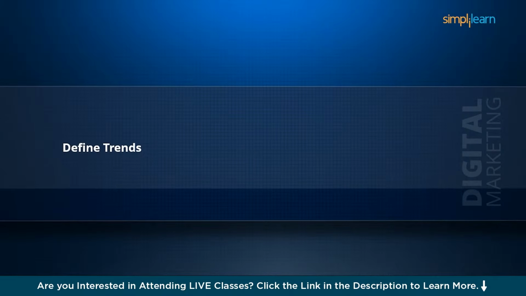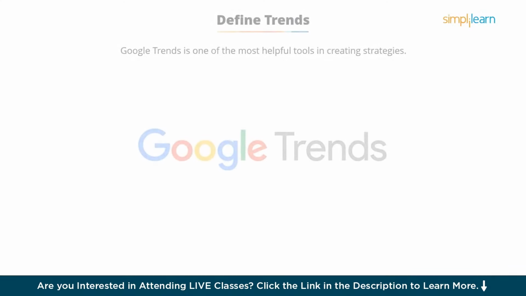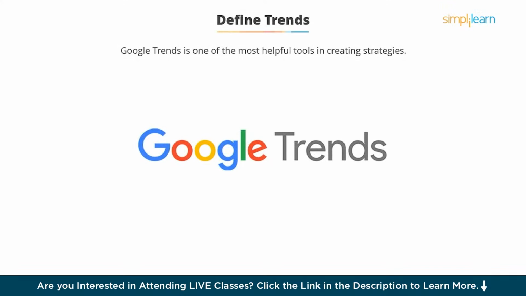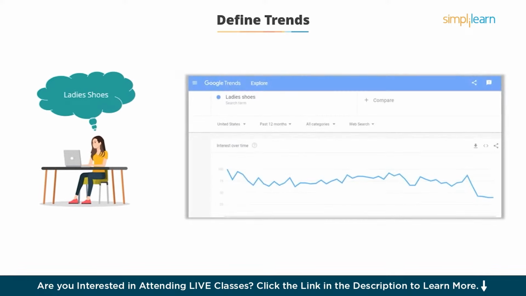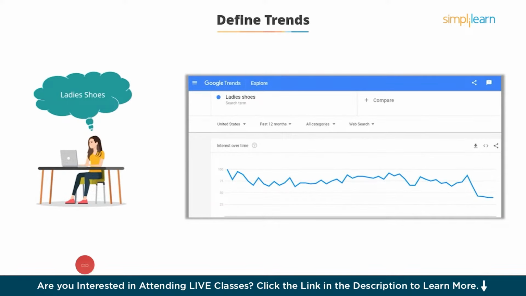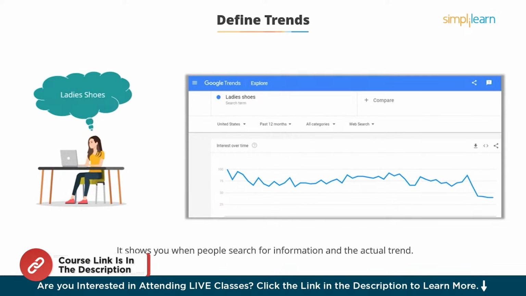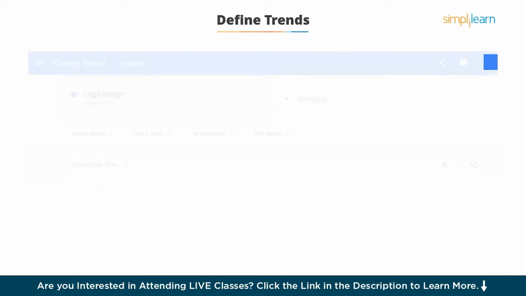Define trends. One of the most helpful tools in creating strategy has been Google Trends. While customers may tell you what they want and when they want it, Google Trends, I like to say, is the honest data. It shows you when people search for information and the actual trend and not people's memory of when they search. Here's an example.